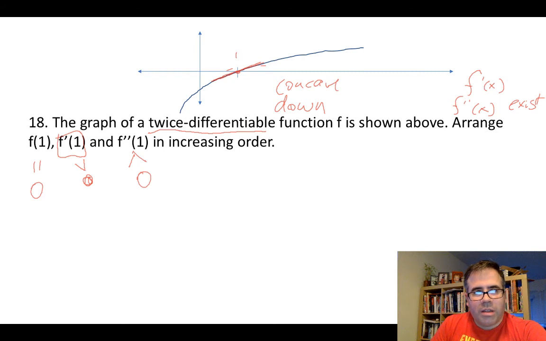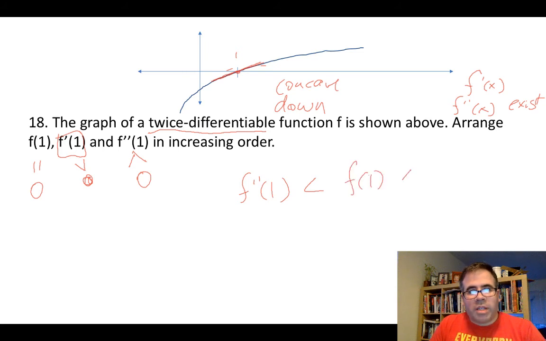Okay, so we've cut up all the information, and now we look at this and it's like, oh, we have enough to actually arrange this. If we want to put this in a list in increasing order, well, the negative number is the least, so we're going to start with f double prime of 1 has to be less than 0, which is f of 1, which has to be less than a positive number, which is f prime of 1.